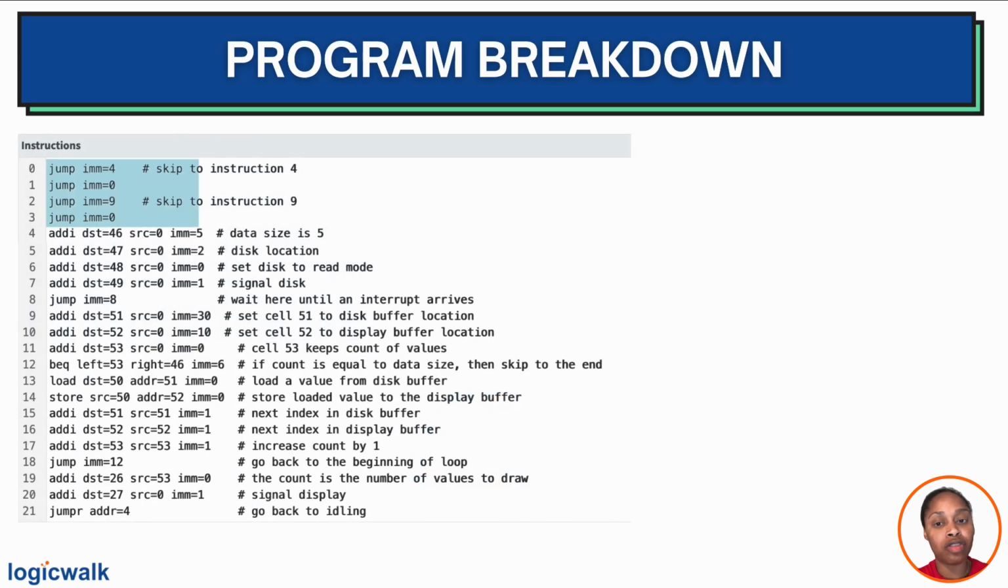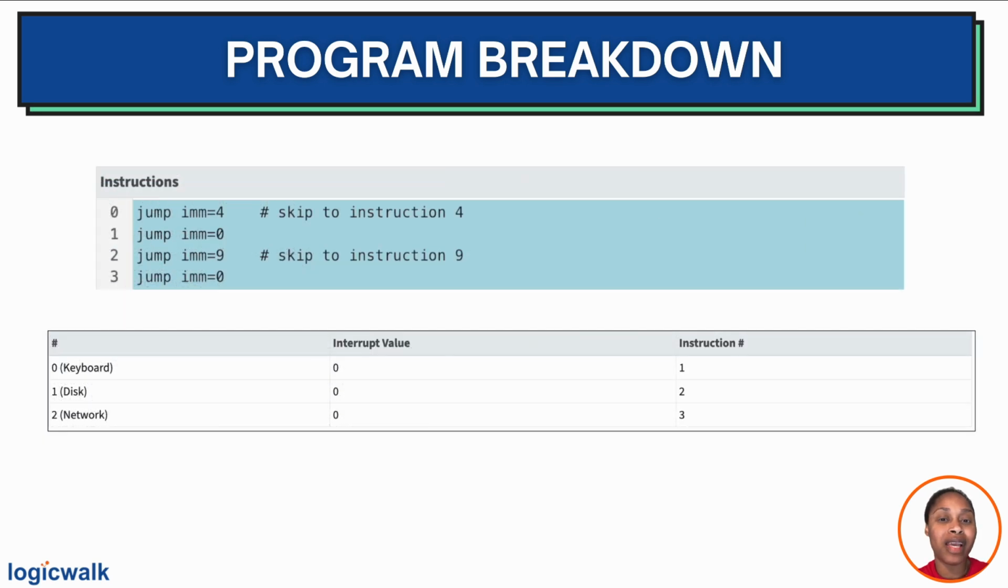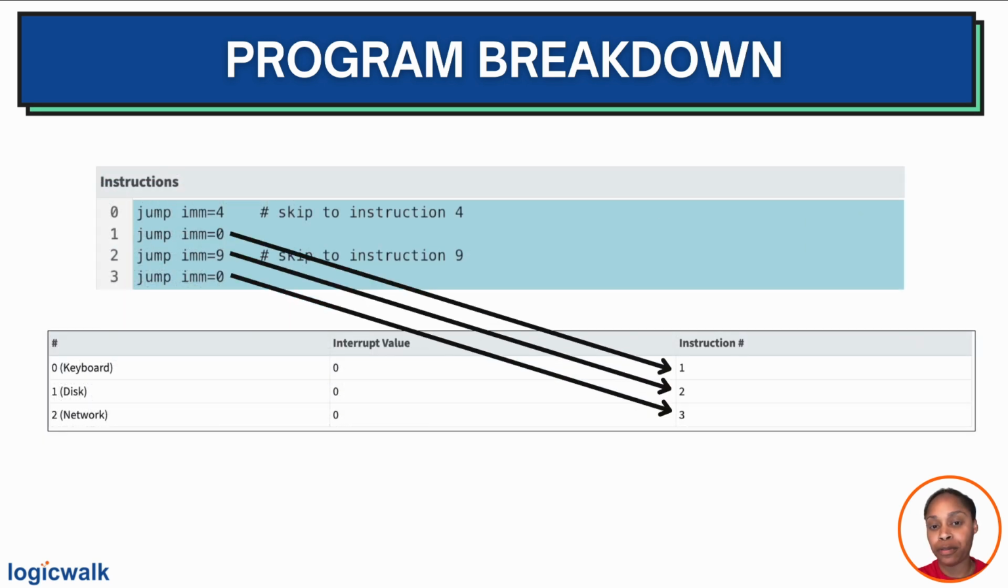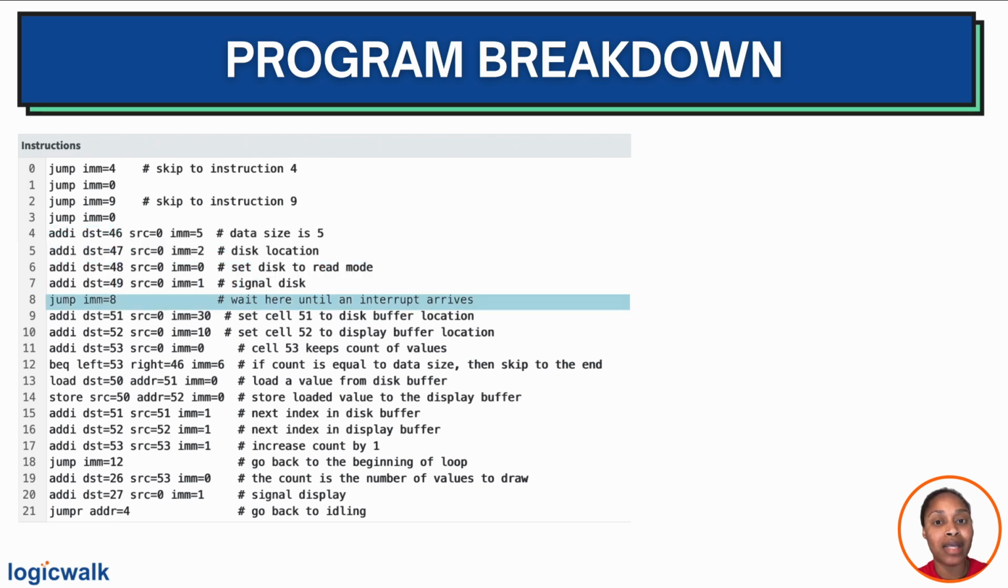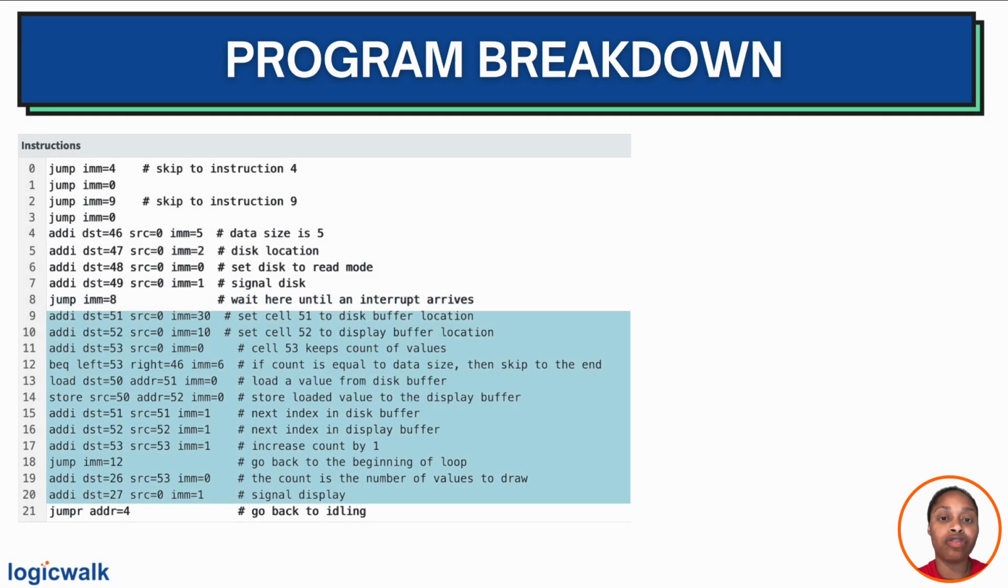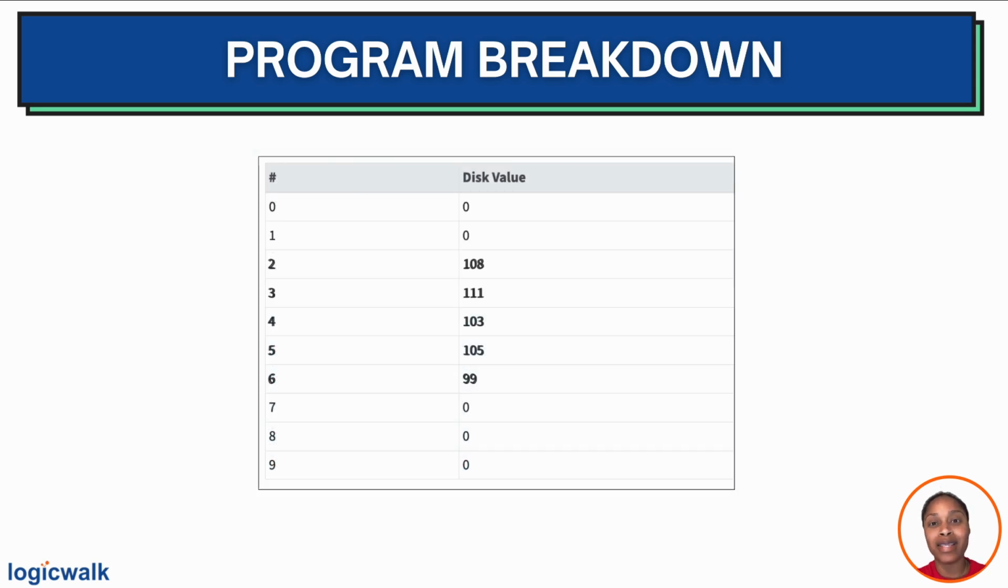For this program, instructions 1 through 3 are triggered by interrupts. Notice that each maps to a row in the interrupt table. Instructions 4 through 7 make the disk read request to disk A. Instruction 8 tells the computer to wait for the hard drive to finish copying data from disk to memory. And instructions 9 through 20 are the routine that the computer will follow to print the read data on the display. Finally, notice that disk A contains ASCII values starting at disk cell 2.